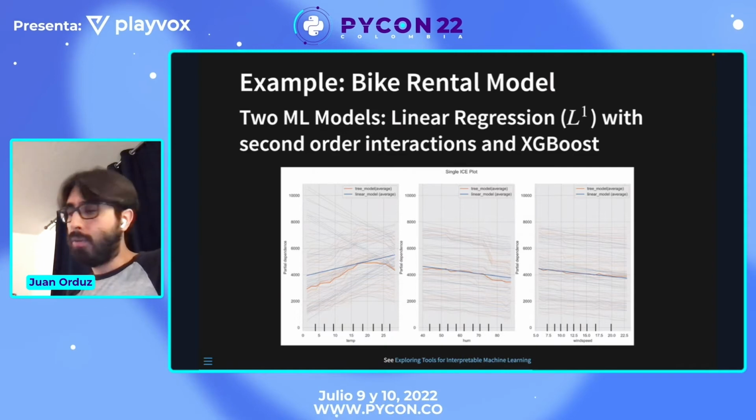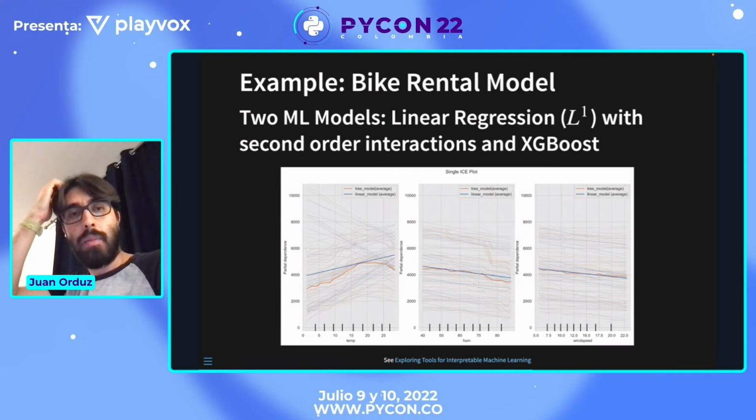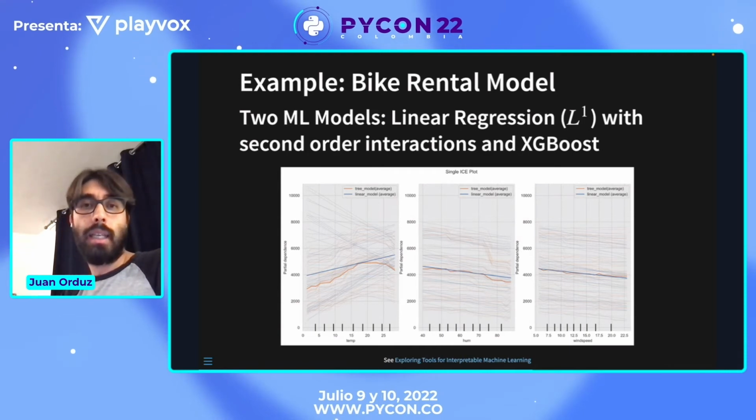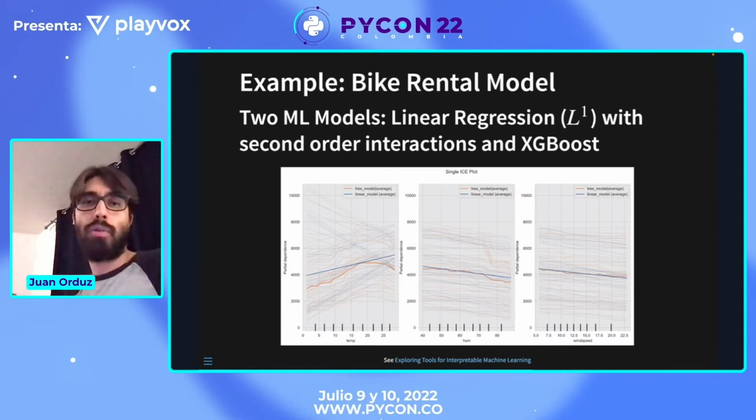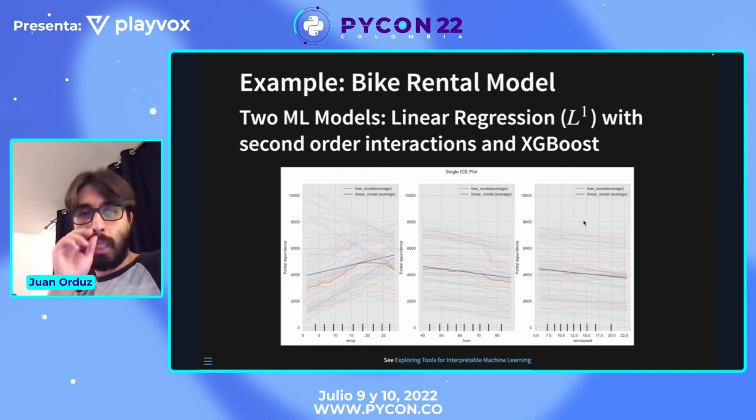So something that I did to try to explain that, which I do in my PyData Global talk, so you can check it out in the links, is to train two types of machine learning models. One is a linear regression, as before, but I added second order interactions. I just took a lot of combinations to make this model a little bit more complex, so that I could fit the data a little bit better. And I also use an XGBoost model, which is a tree-based model.